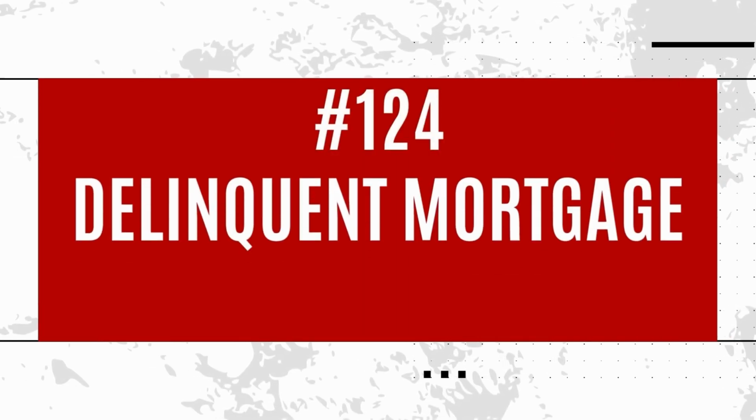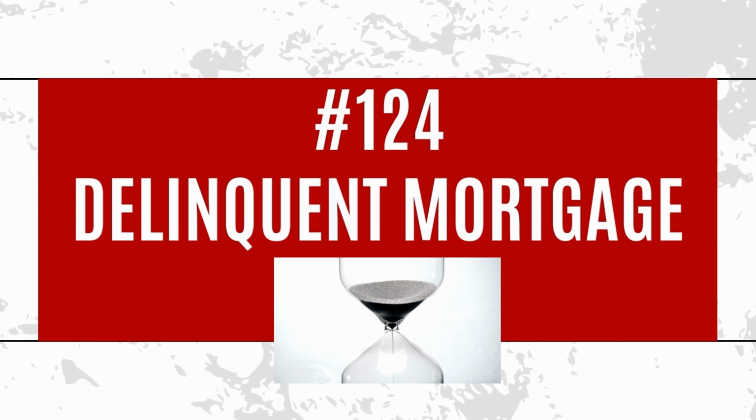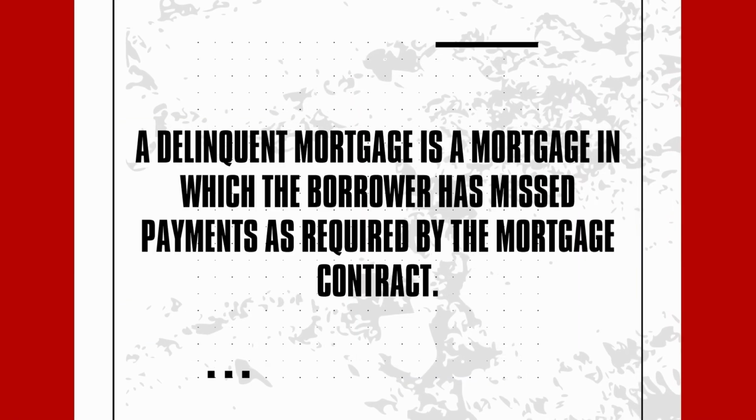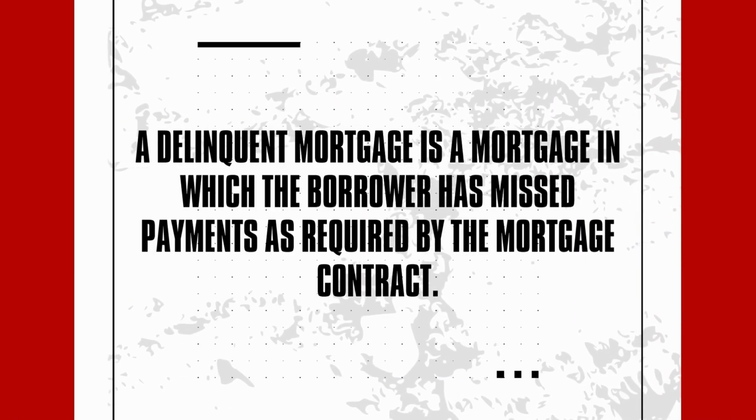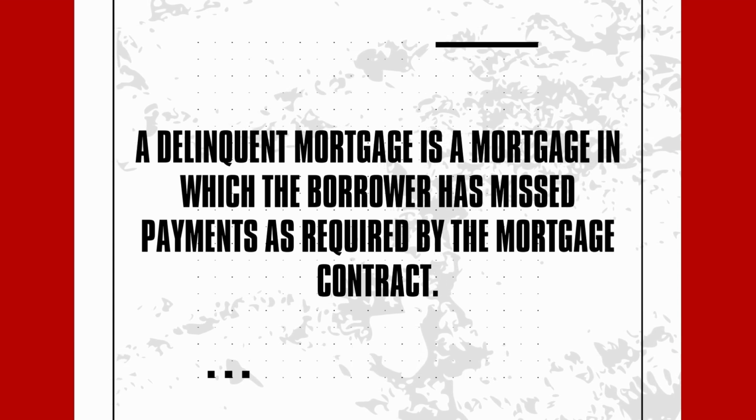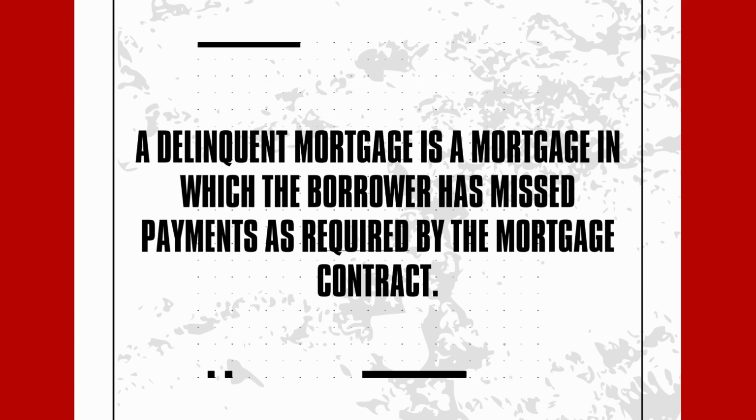Delinquent mortgage. A delinquent mortgage occurs when a borrower misses payments outlined in their mortgage contract. It's crucial to stay on top of your payments and avoid delinquency. Think of it like keeping up with your Netflix subscription. You don't want to miss out on your favorite shows.